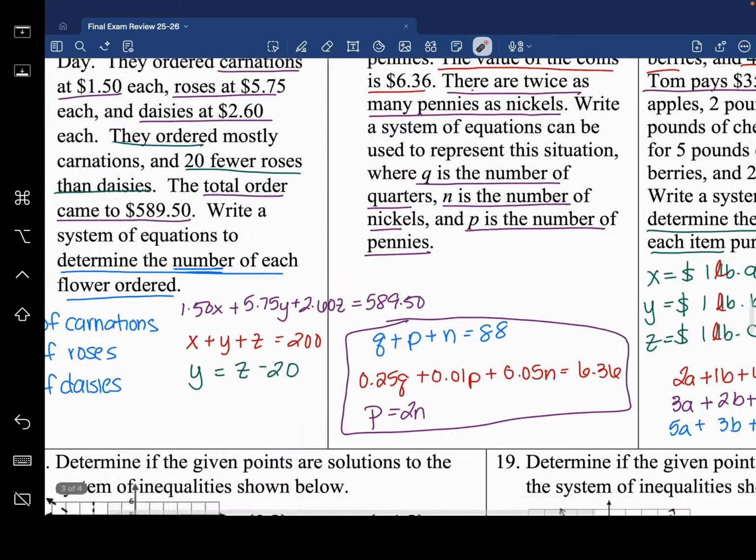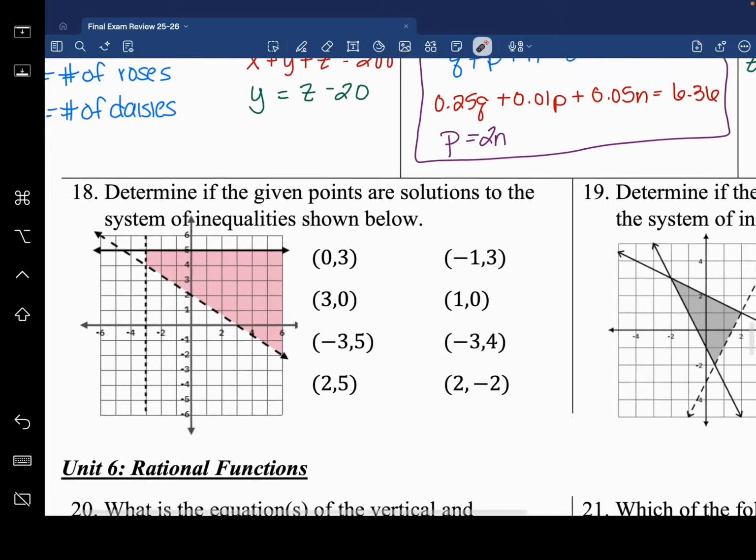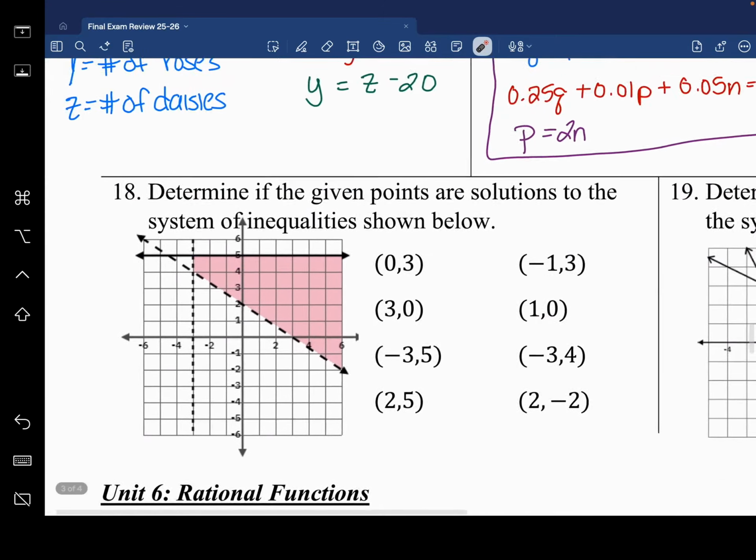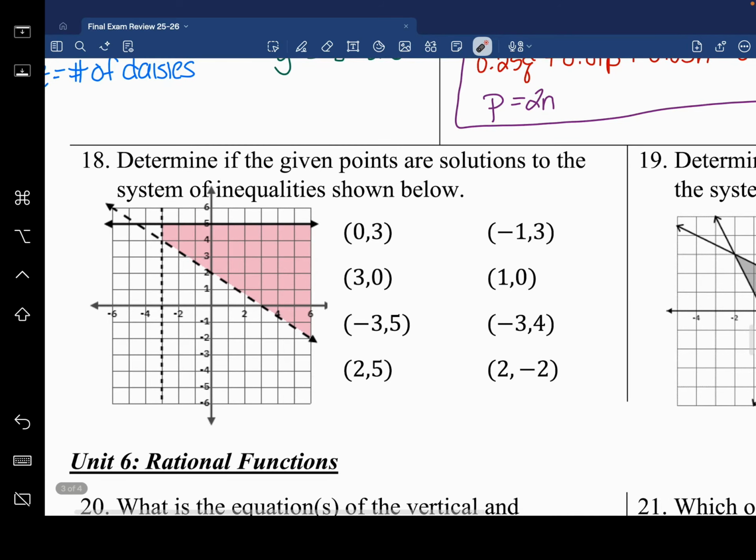The last part of Unit 7 is the systems of inequalities. So number 18 and 19 is determine if the points below are solutions or not. So just yes or no. So remember that solutions fall in the shaded area and on the solid line bounding the shaded area.